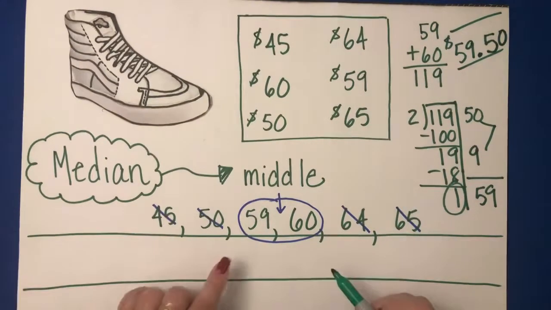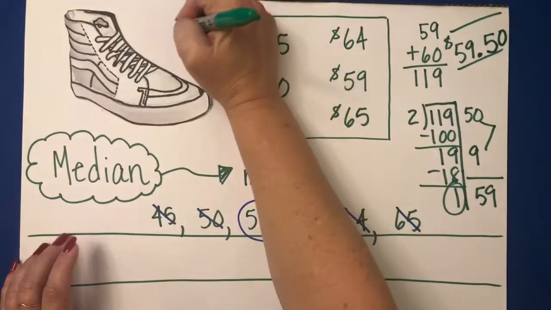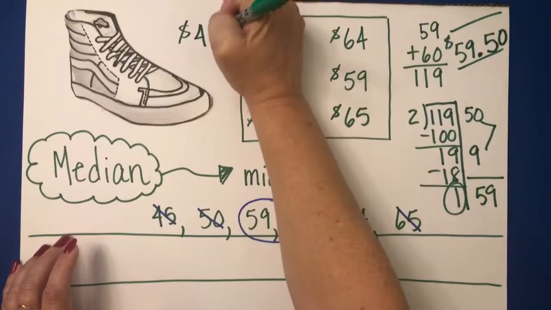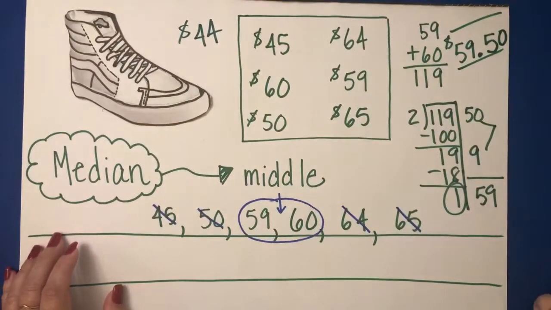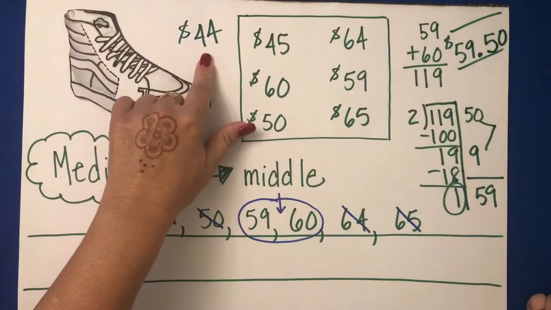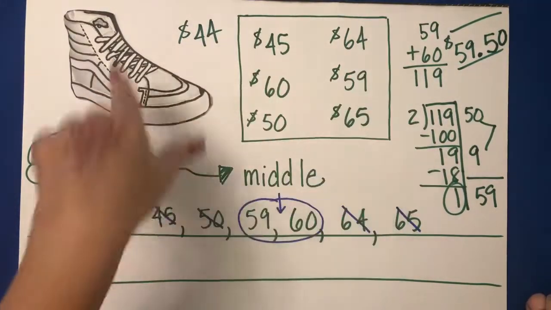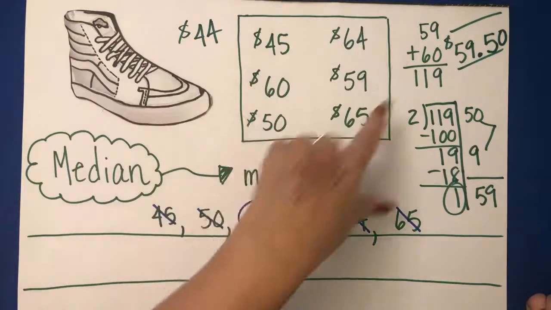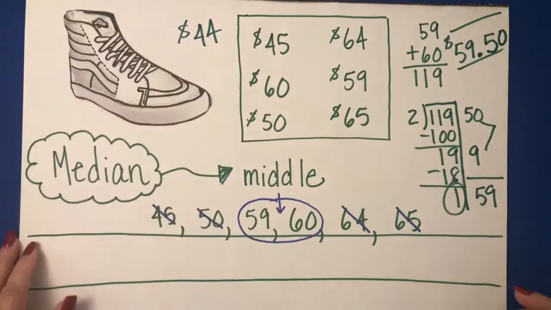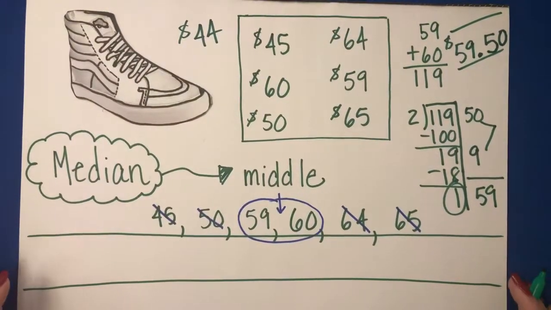So now, what if I was shopping and then I found another pair of shoes, the Vans tennis shoes that cost $44? So now my data set, or all of the numbers I have, 6 here plus 1 more, so that makes 7. So I'm going to try this again with 7 numbers and see how this works out. If you have an odd number, because 7 is an odd number.